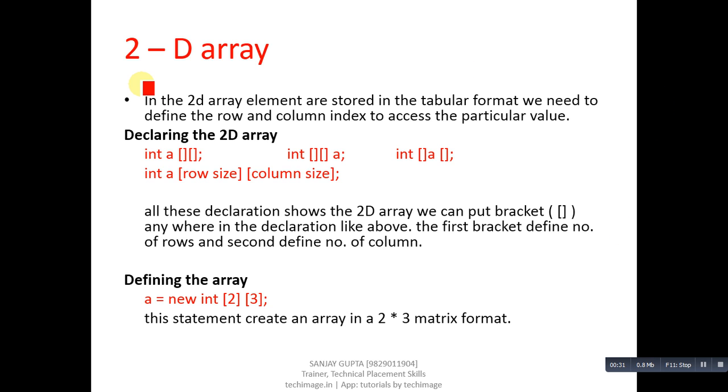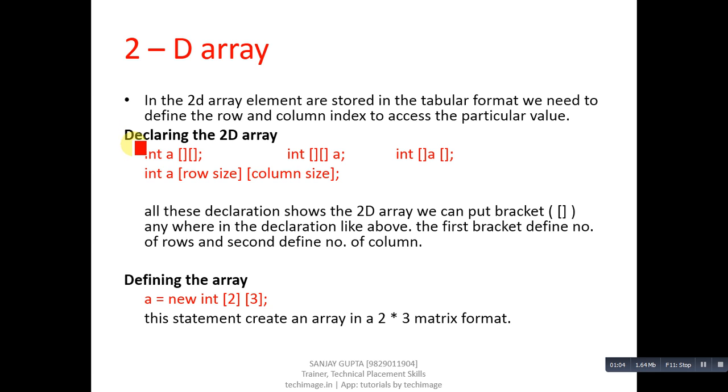So now coming on to 2D arrays. I hope you have studied 2D arrays in C language and C++. In Java, 2D arrays are also available. In a 2D array, elements are stored in tabular format. We need to define the row and column index to access a particular value. In short, a 2D array is a collection of more than one 1D arrays. So here a combination of rows and columns is available.